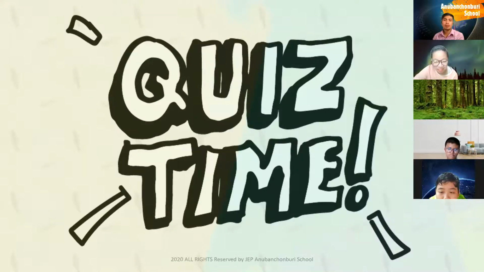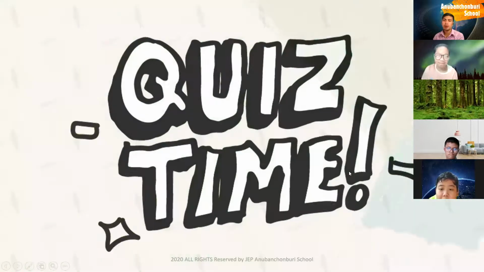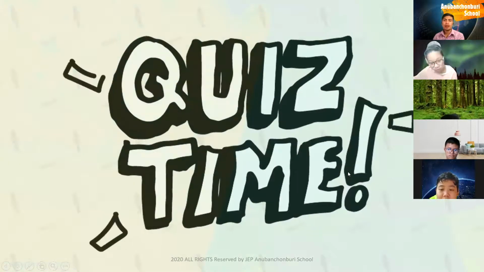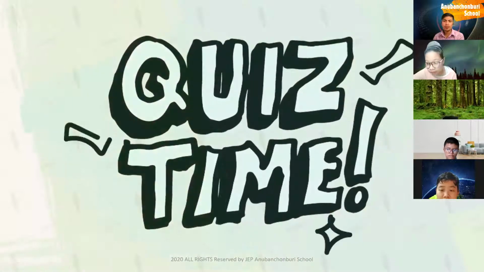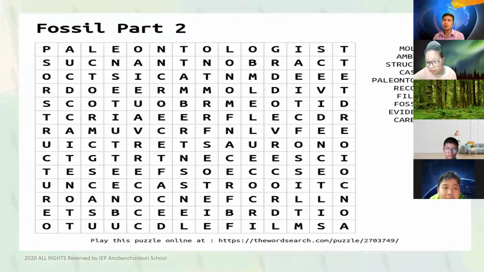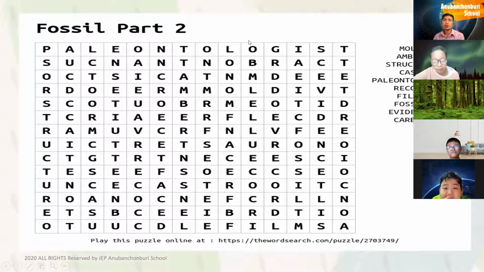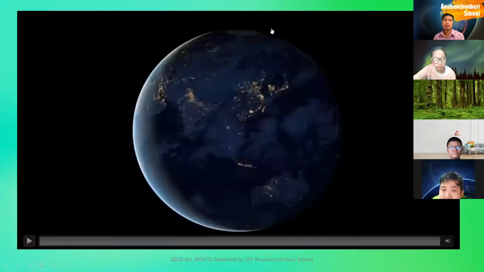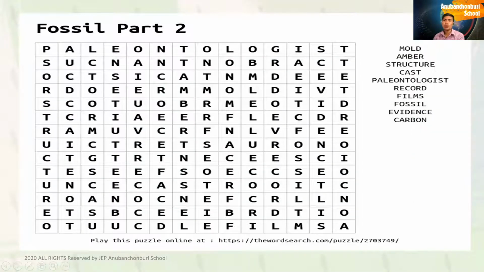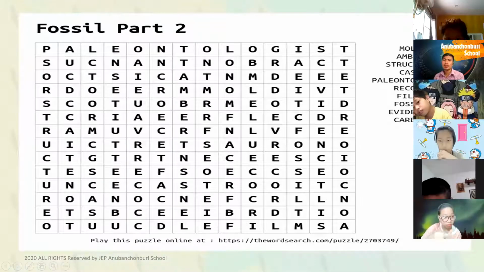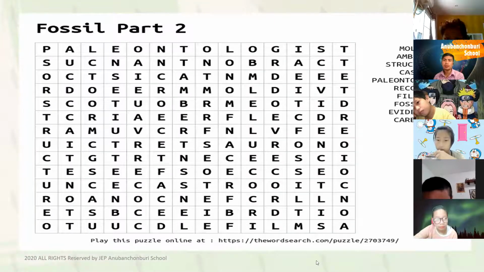Now, at this point in time, boys and girls, we are going to proceed to our quiz time. Okay, so there are words here that we are going to find. Okay, so who can find the first word here? Who can find the first word? The first word is mold. Somebody raise their hand and help me find the word mold. Yes, Piradich, please.